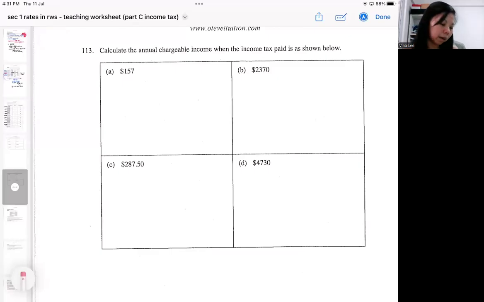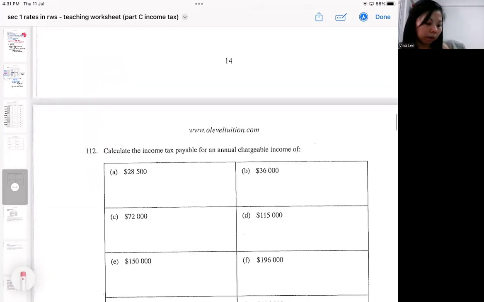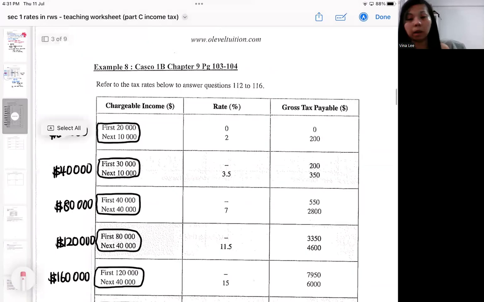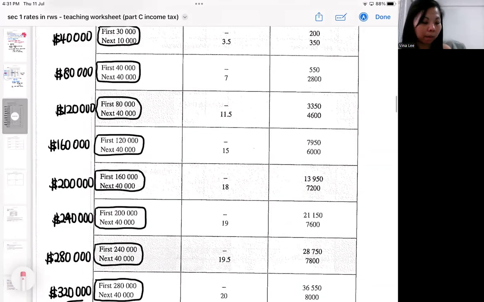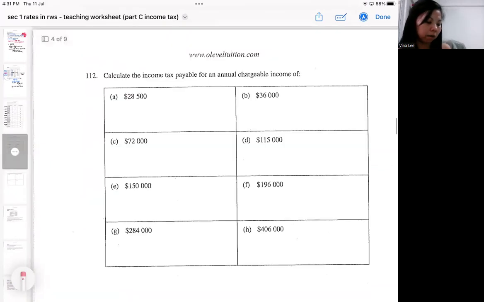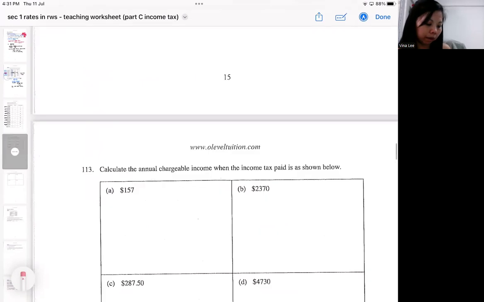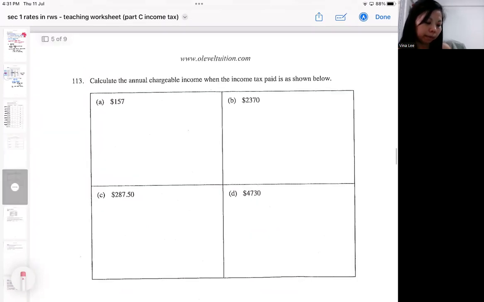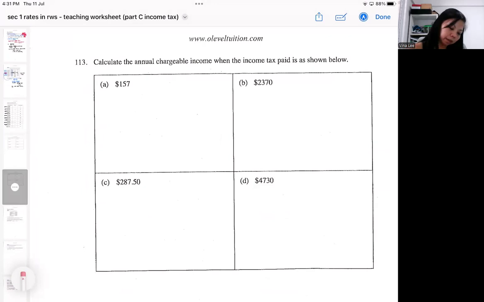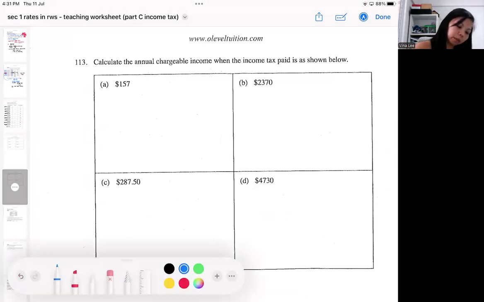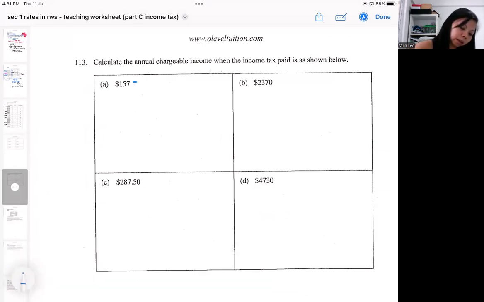Okay, the next part, we are still going to be using the same table, but we're going to work backwards. So for example, here, if you look, this will be the income tax. So this one is the tax, and we are going to work backwards to guess how much is the chargeable income.